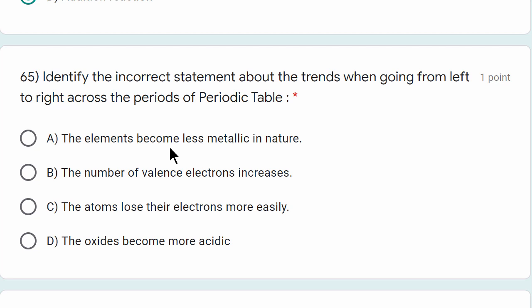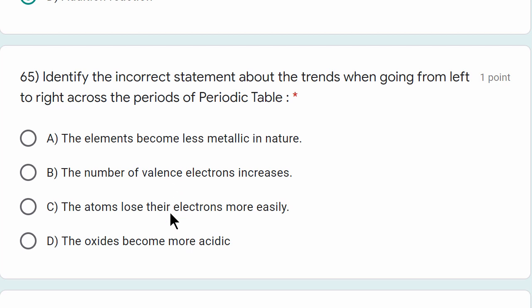If you think of it, sodium starts on this end, and as you go, it becomes less metallic. This is correct. The number of valence electrons increases. Yes, valence electrons also increases. That's correct. Valency remains the same. Valency increases initially and then reduces. But valence electrons, so the number of electrons in the outer shell, that increases.